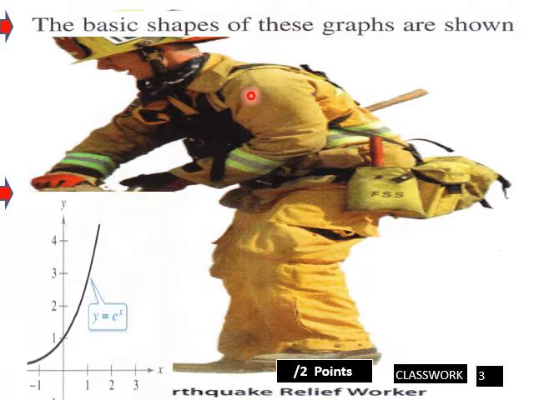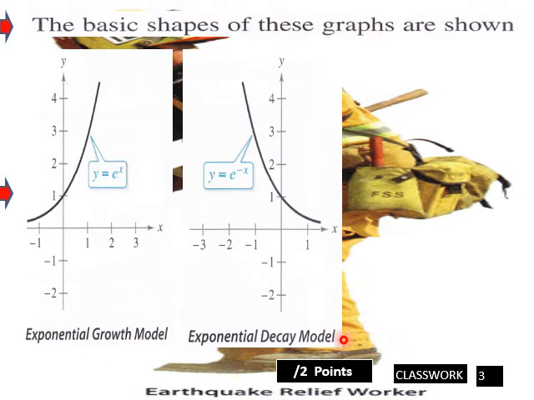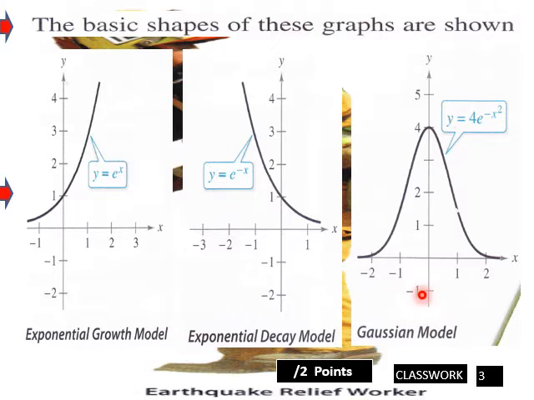The basic shapes of these graphs are shown here. So here's an exponential growth model graph. And then here's exponential decay. It's falling now from left to right. And then the Gaussian model looks like a standard normal curve that you'd use a lot in statistics.